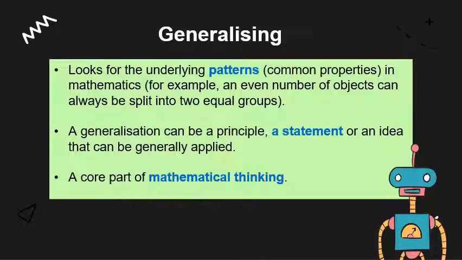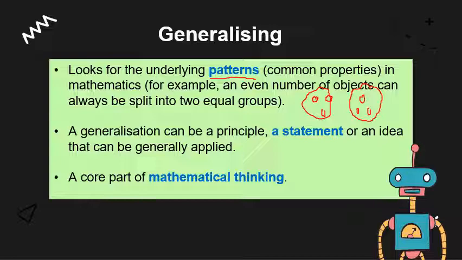So generalizing, or generalizations, what are they? Well, it's looking for underlying patterns or common properties in mathematics. So let's take even numbers, for example. An even number of objects can always be split into two equal groups. That's an underlying pattern when it comes to even numbers. So we've got, let's make 6, and I can always make 2 equal groups of 3, or 10, 2 equal groups of 5, and so on.